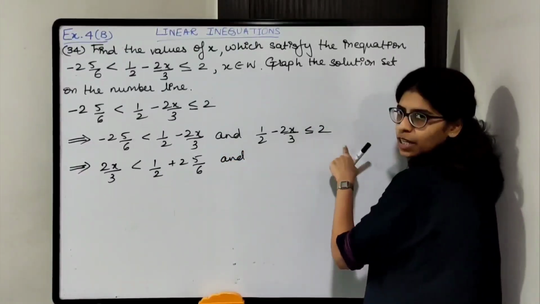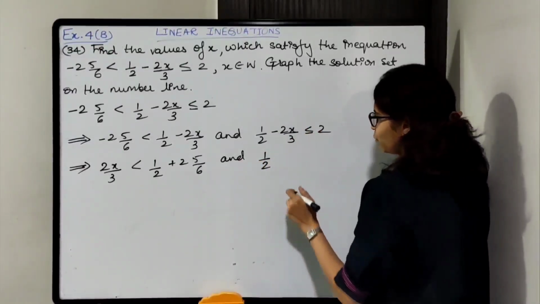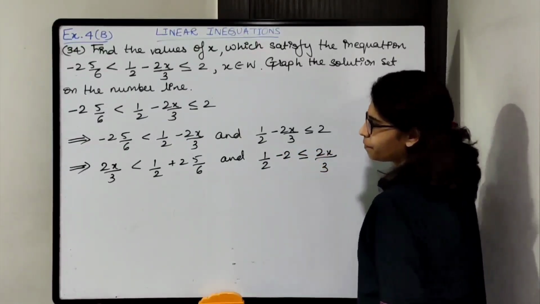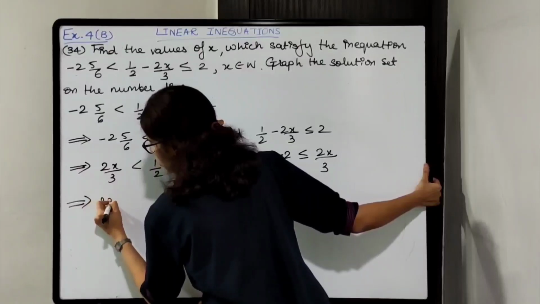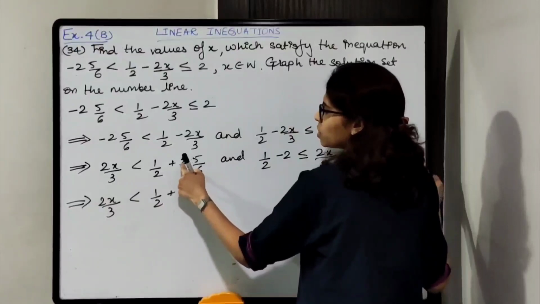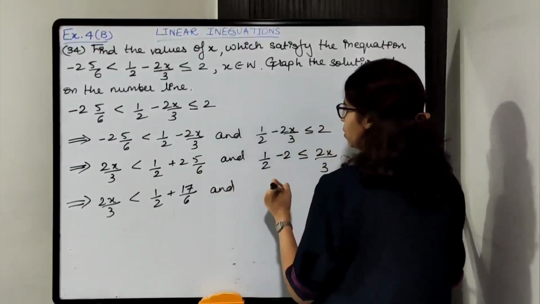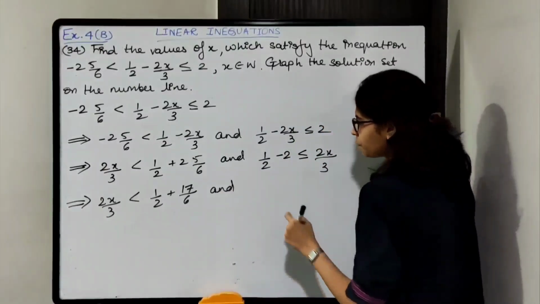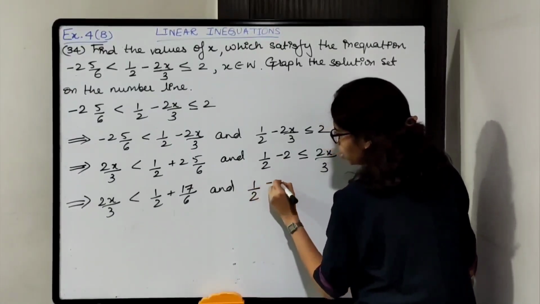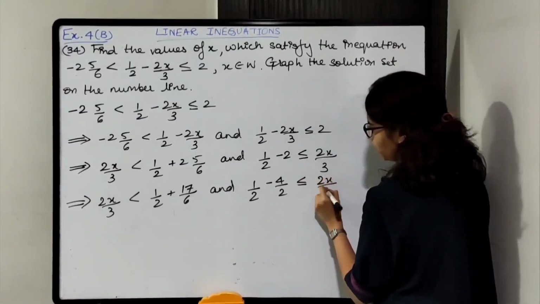Over here again I'll shift the x term and 2 over here. Same reason, I want the x term positive. So 2 will become negative and this will become positive. So 2x by 3 is less than half plus 6 2s are 12, 12 plus 5, 17, 17 by 6. And over here again we will have to take the LCM. So multiply by 2 and divide by 2. So 2 2s are 4 upon 2, less than or equal to 2x by 3.